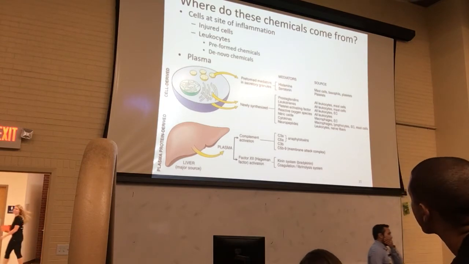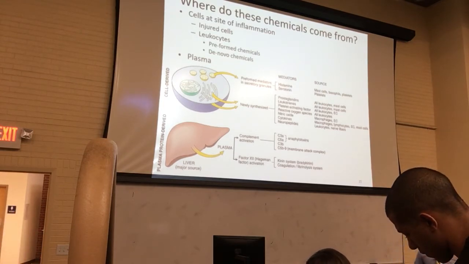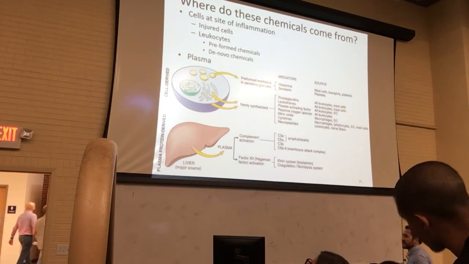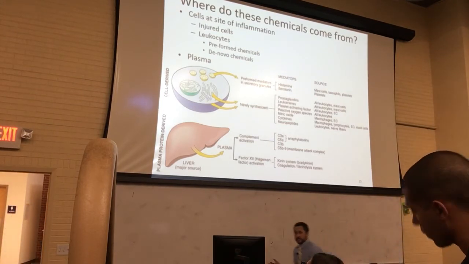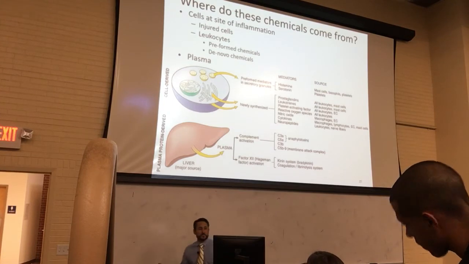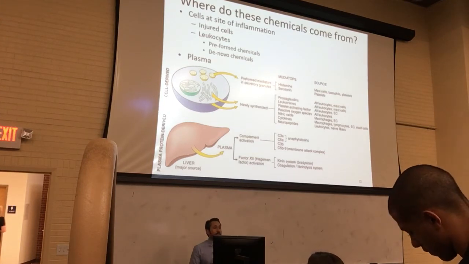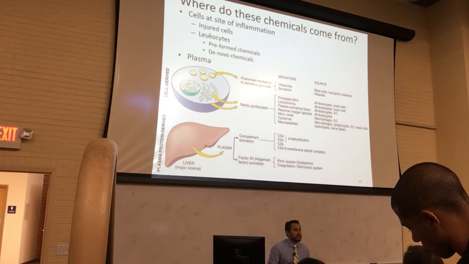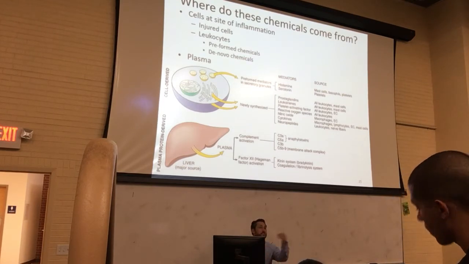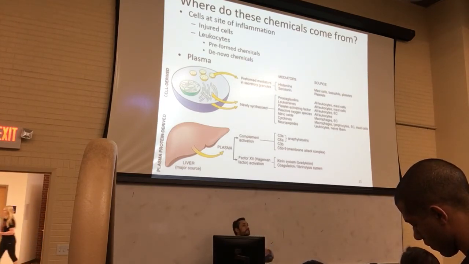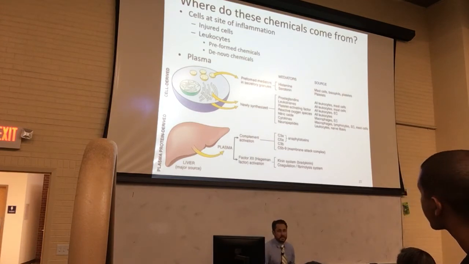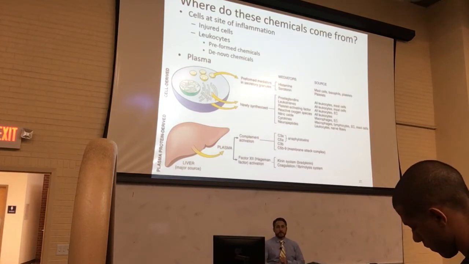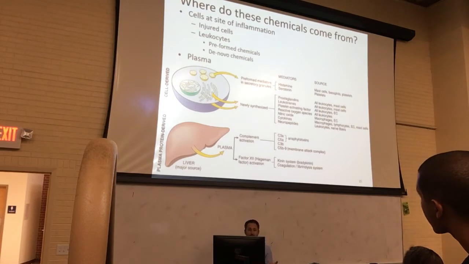Okay? So we're going to walk through these relatively methodically, but these chemical mediators, they come from places. They don't just spontaneously show up. So I'm going to talk about where do they come from. Well, they come from the cells at the site of injury. And the cells that are at the site of injury could be the injured cells themselves, or it could be the cells that are recruited to the area, like the leukocytes. And so those are the sources of these chemicals.